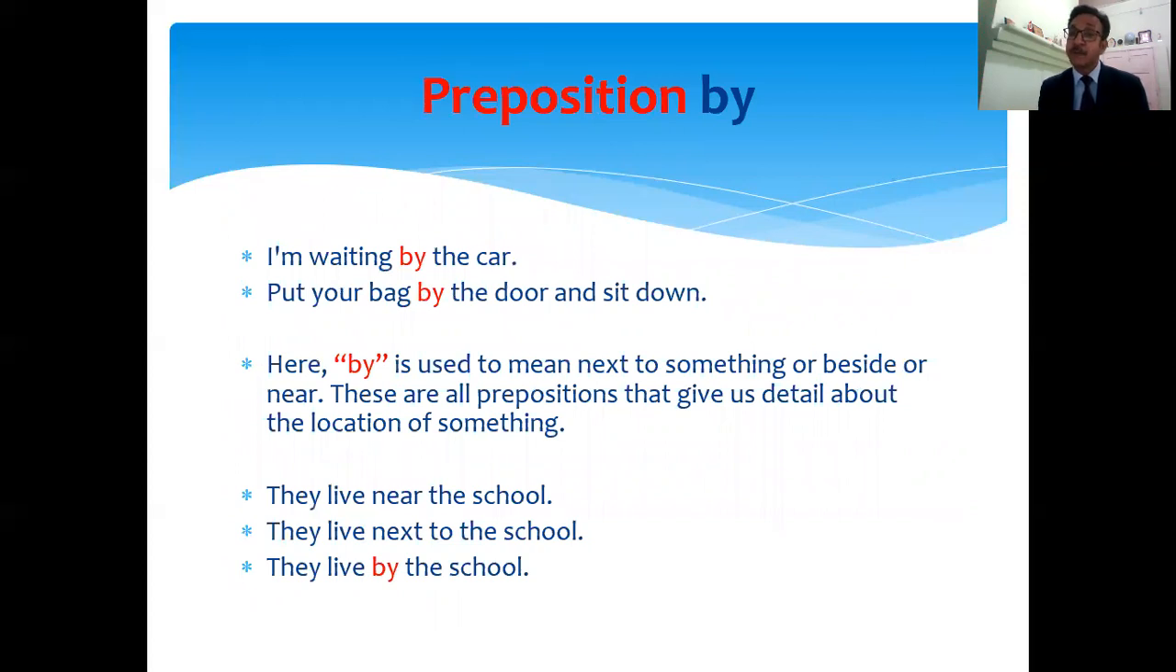Now, preposition by. The next one. I'm waiting by the car. Near the car. Put your bag by the door and sit down. Near the door. Here, by is used to mean next to something or beside or near. These are all prepositions that give us detail about the location of something. They live near the school, they live next to the school, or they live by the school. Right? There's a difference.